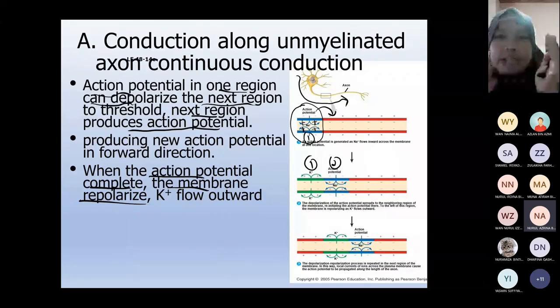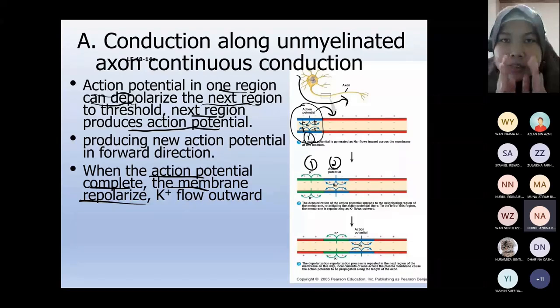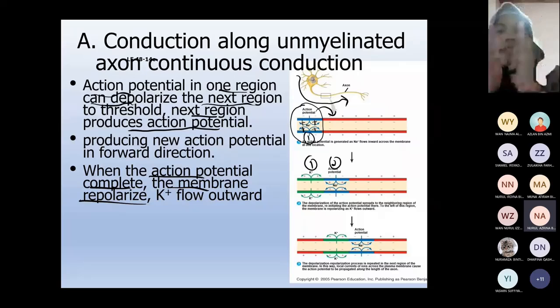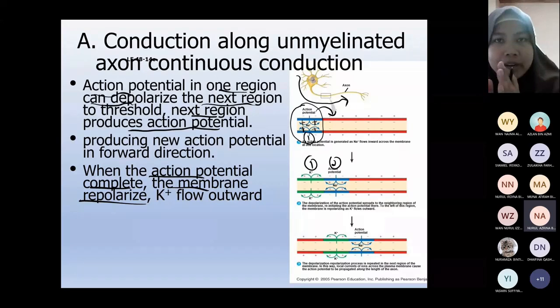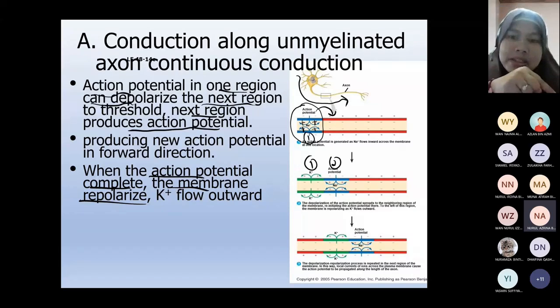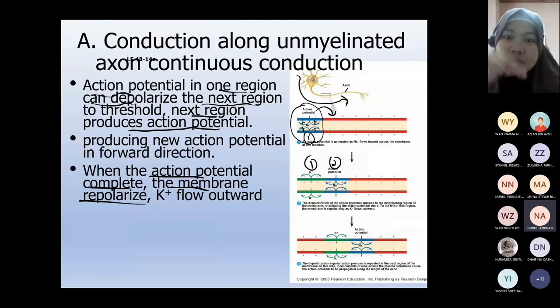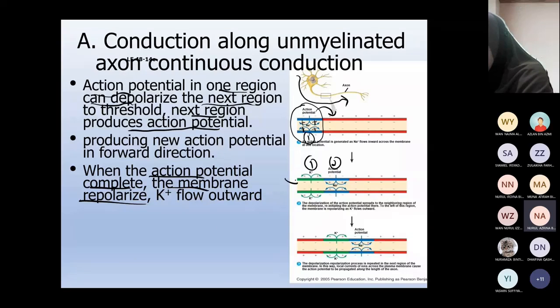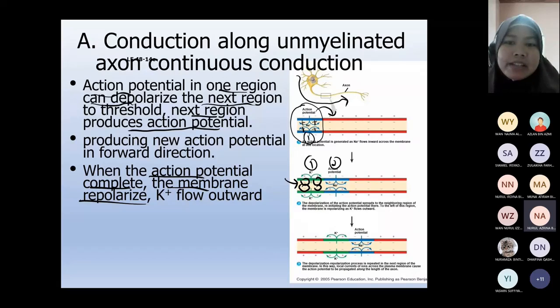When the first region is undergoing action potential, it will cause the next region, the second region, to also depolarize and reach the threshold to produce action potential. So what happened to the previous region? Region 1. You can see region 1 is undergoing repolarization. Can you see here? Inside of the cell becomes negative.